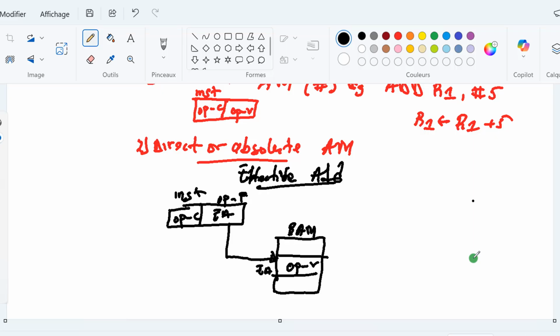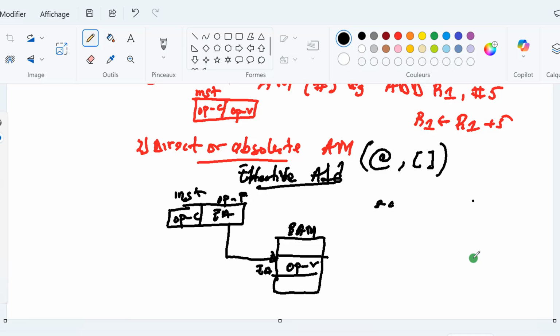Good. And I think the difference between this and immediate is clear. Immediate, he's storing the value, but directly, he directly stores the value here. Now, how to represent direct or absolute addressing mode? Generally, it is represented using this symbol here, this arrow bars, or sometimes using square brackets. Most of the time, you even see square brackets.